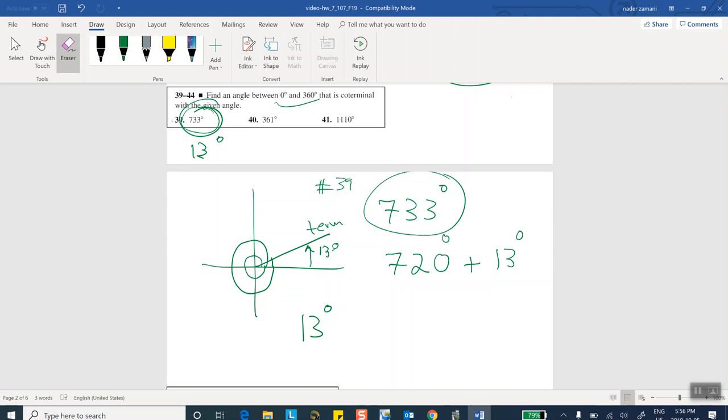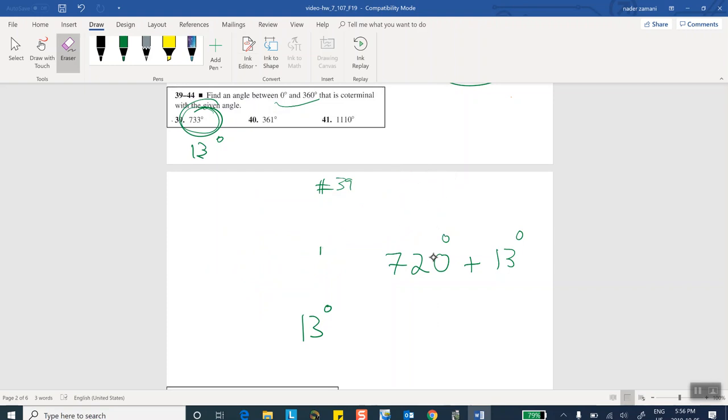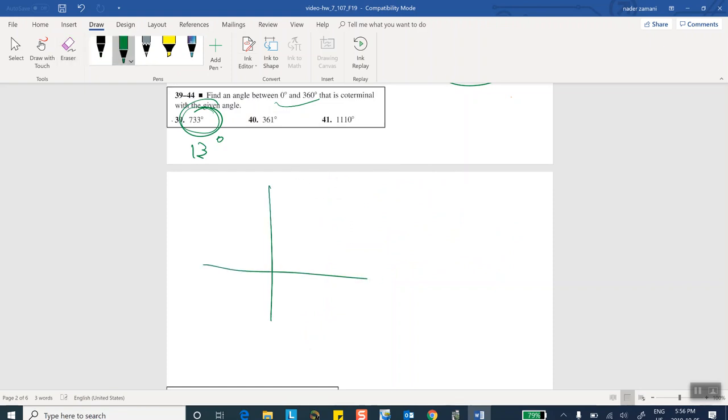Let's look at this one, 361. Oops, let me erase these things. Well, let me draw it first for you. 361 is just going counterclockwise like this and stopping at 361. So it's going to be some very tiny angle. This angle is 1 degree actually. Okay. So there we are.